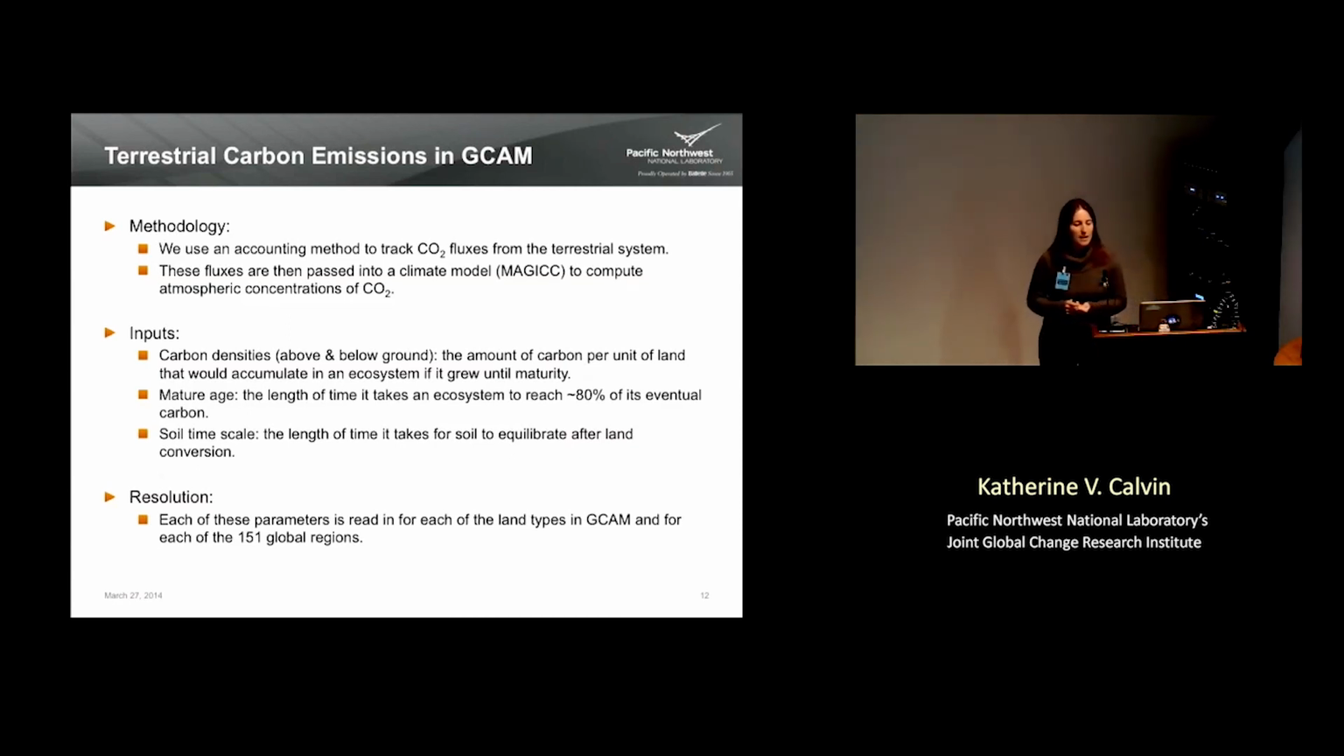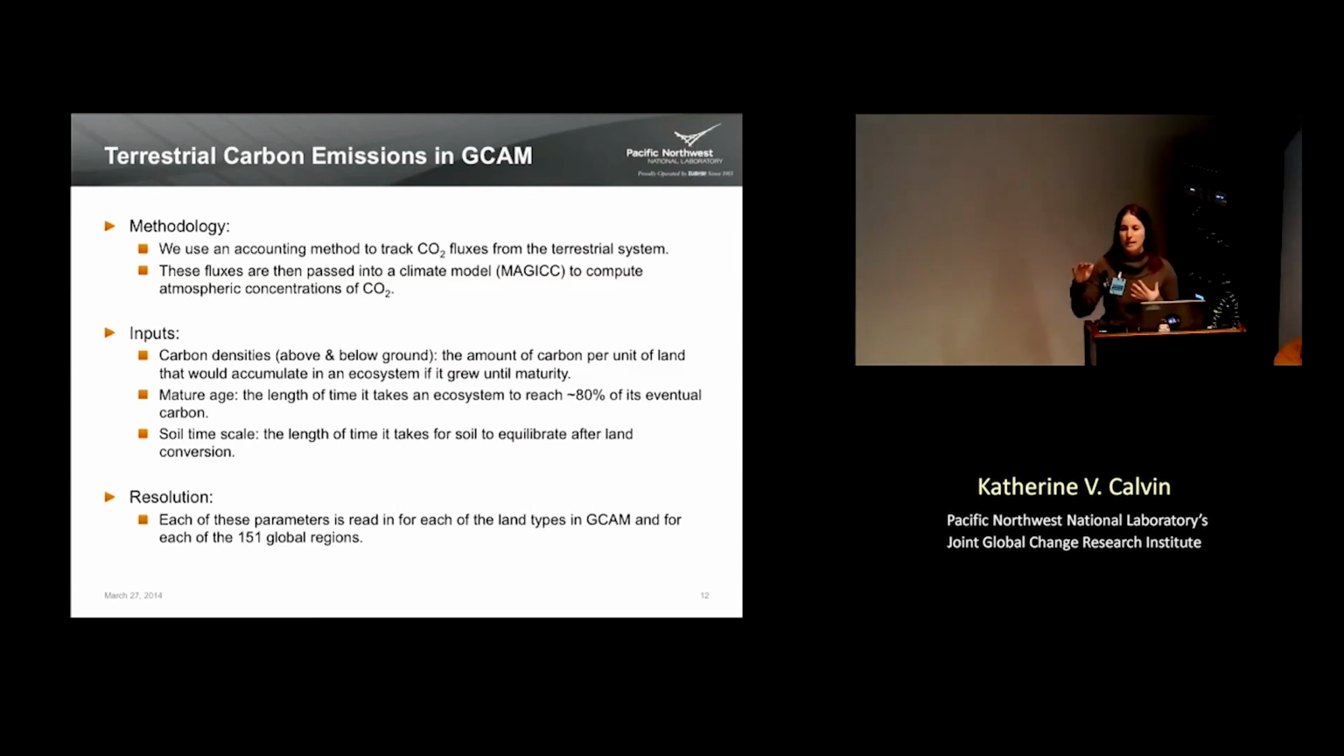So we use an accounting method to track CO2 fluxes from the terrestrial system, so it's similar to some of the Houghton et al. papers. And then these fluxes are passed into a climate model, usually MAGICC, to compute atmospheric concentrations of CO2 and changes in ocean CO2 and other things. And so what we input into the model are carbon densities, both above and below ground. And so we need to know the amount of carbon per unit of land that would accumulate in an ecosystem if it was allowed to grow undisturbed. So that's what we're looking at, because we want to look at the eventual carbon you would get if you left things alone, and then we have a shape function that tells you how you get there over time.